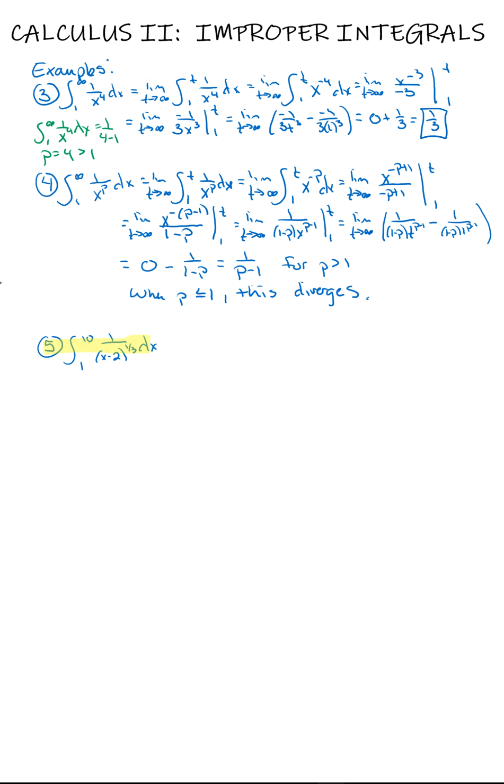All right, let's take a look at example 5 here. We're going to integrate from 1 to 10 of 1 over x minus 2 raised to the 1/3 dx. Note on this one that there is a discontinuity at x equal to 2, because that would make our denominator 0, so there's a problem there. And of course 2 is within our interval of integration. It's between 1 and 10. So how do we deal with that?